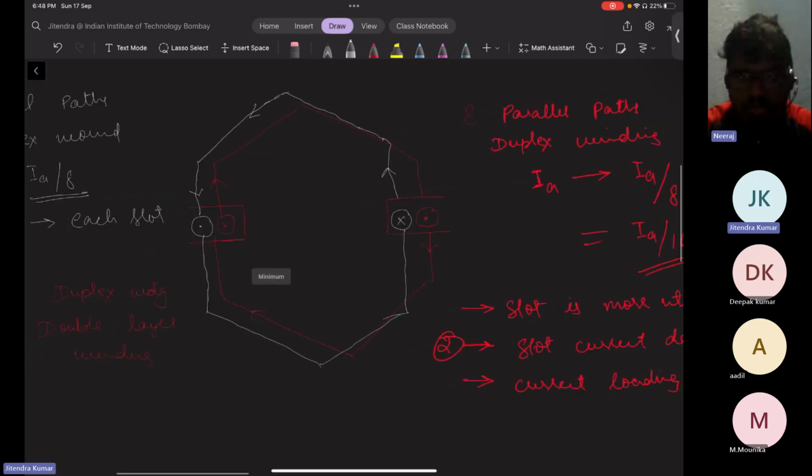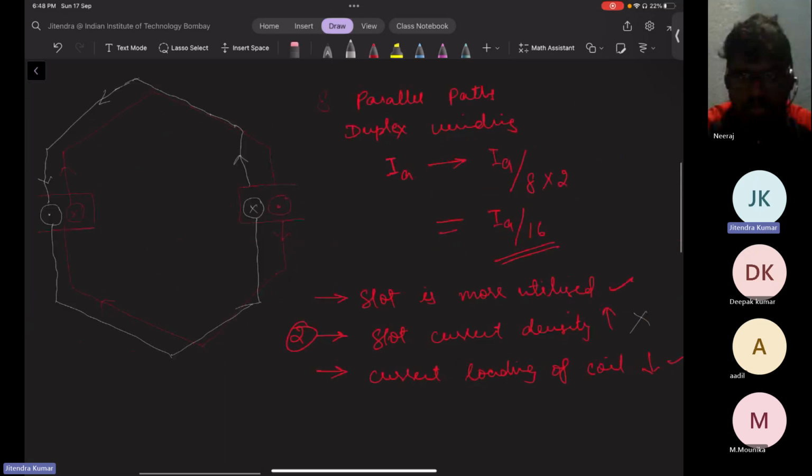Sir, I have a doubt. Yeah, go ahead, please. Sir, the two conductors in the same slot are under the same pole and are moving in the same direction. So the induced current and voltage should be in the same direction, sir. But here it is shown that one conductor has induced current outwards and the other inwards. And the second doubt, sir, is what is the difference between duplex and double layer winding? In double layer winding, we also put two coil sides in one slot.